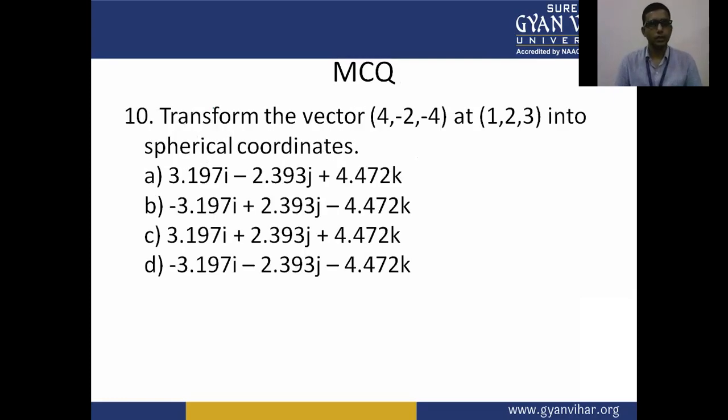Question number 10, transform the vector 4, minus 2, minus 4 at 1, 2, 3 into the spherical coordinates. So this is a transformation based question. The vector at 1, 2, 3 is given as 4, minus 2, minus 4, and you have to convert this vector into the spherical coordinate system.